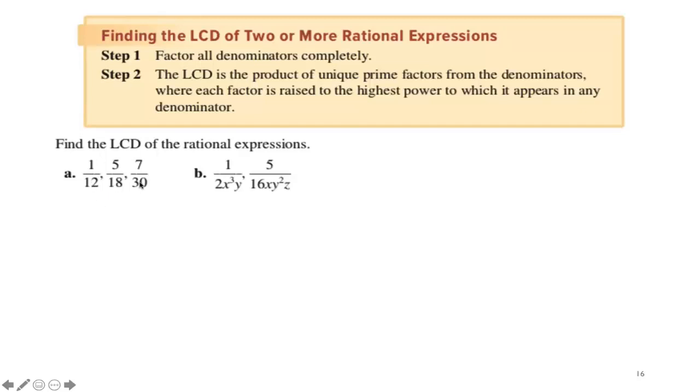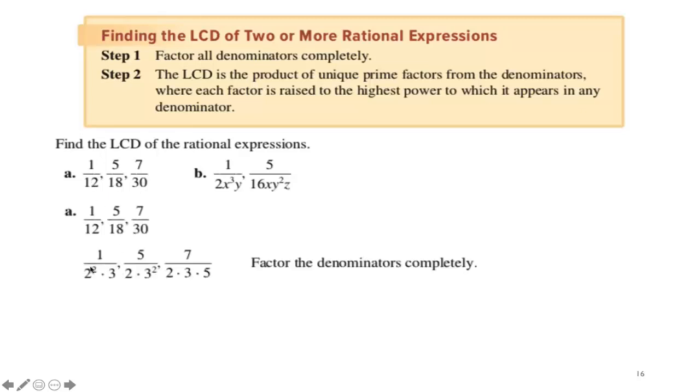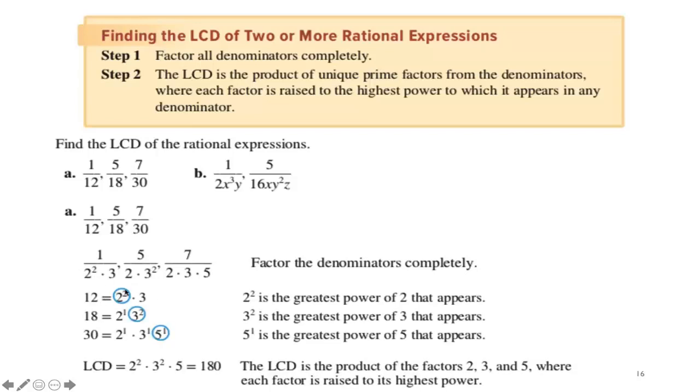Again, 12, 18, and 30. Let's factor everything into prime factorization, and then we just pick the highest power of everything. So 2 squared here, 2, and then 2, so we pick the 2 squared. And then 3 squared, and 3, so I picked the highest, which is 3 squared. And then there's a 5 here, there's no 5 in the others, so you pick the 5. So you pick the highest power of every term, and then multiply them. 2 squared times 3 squared times 5 is 180. That's your LCD.